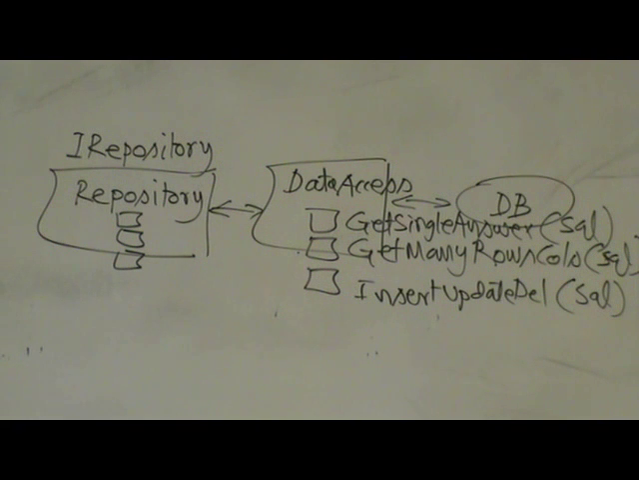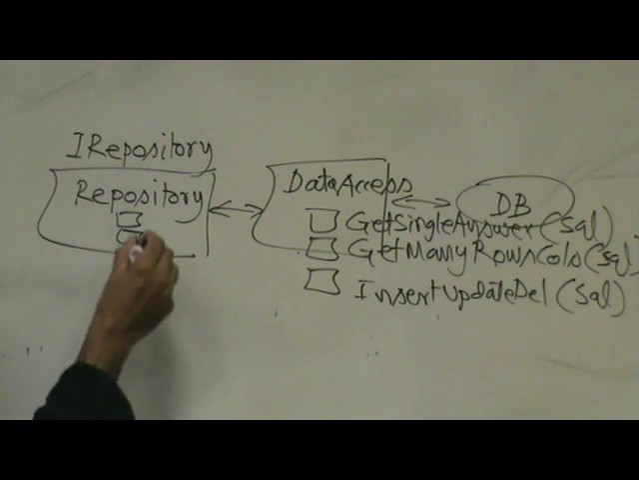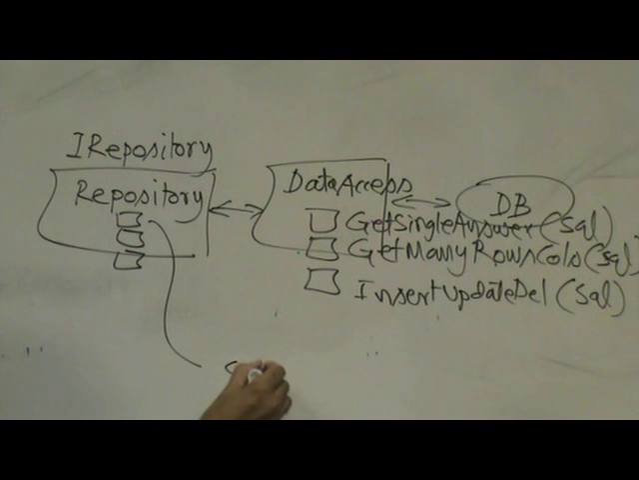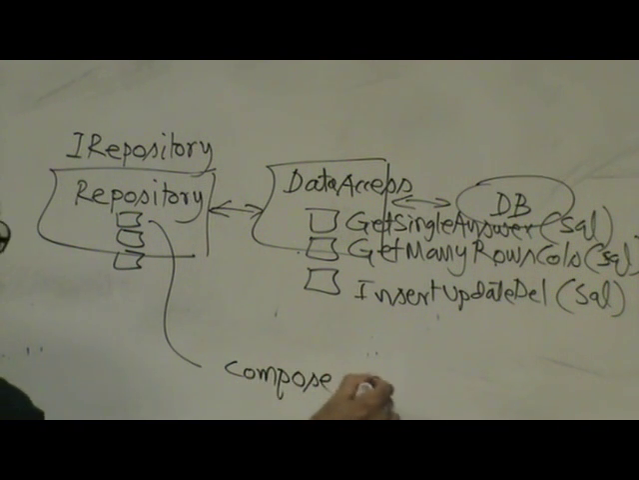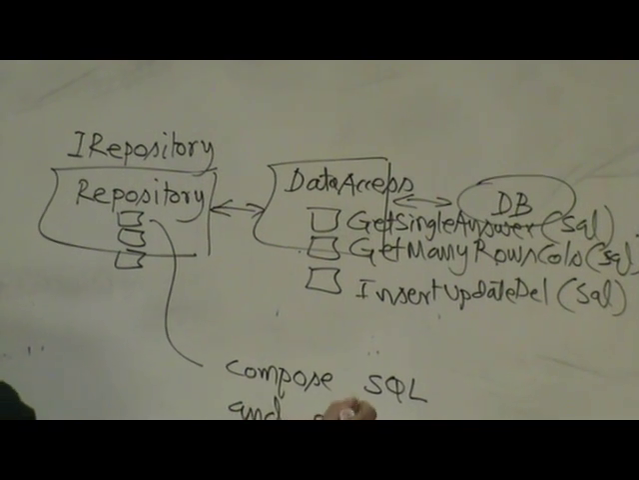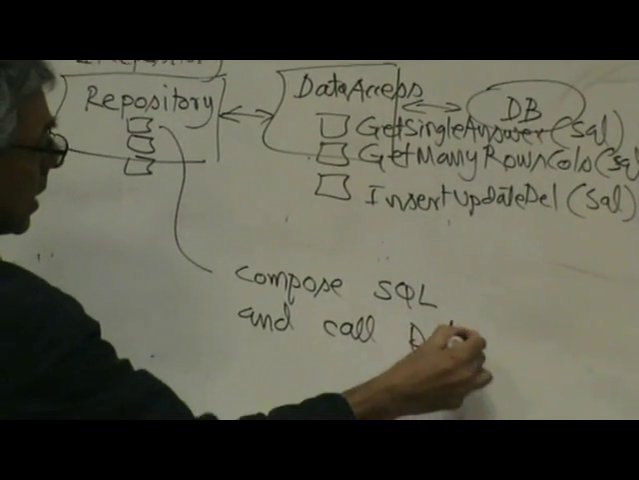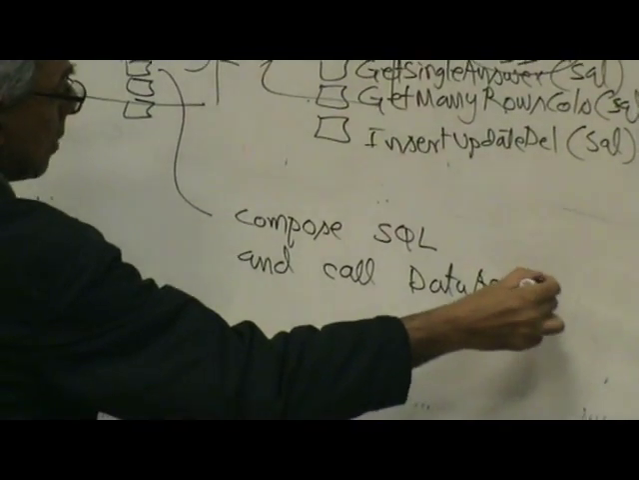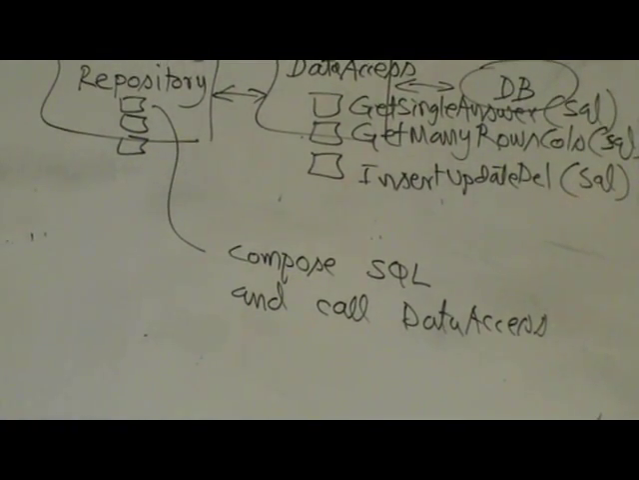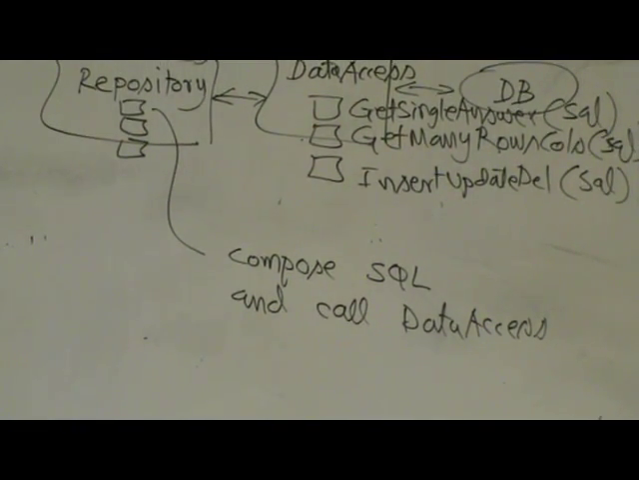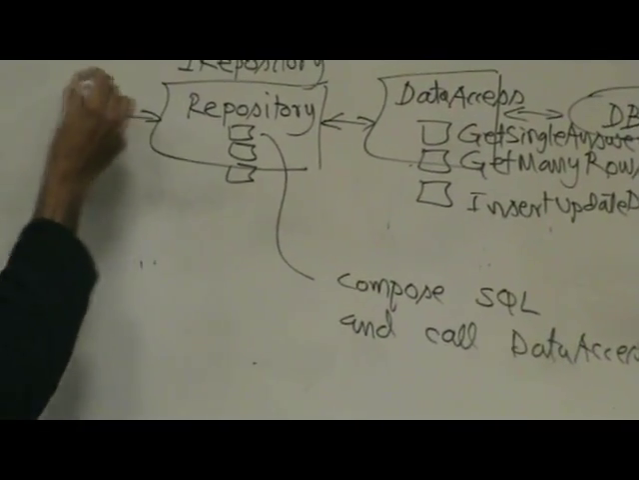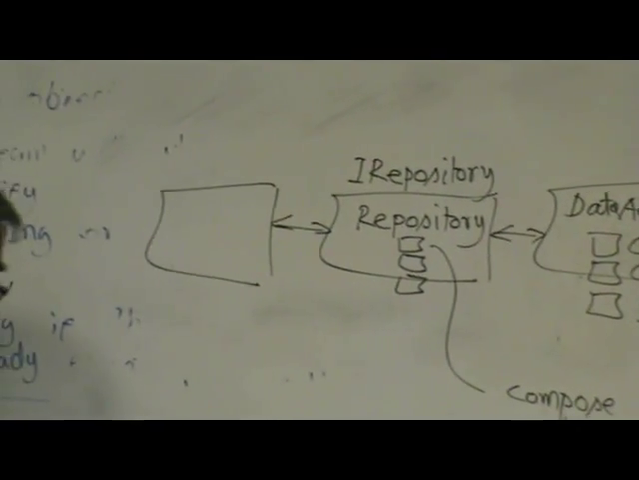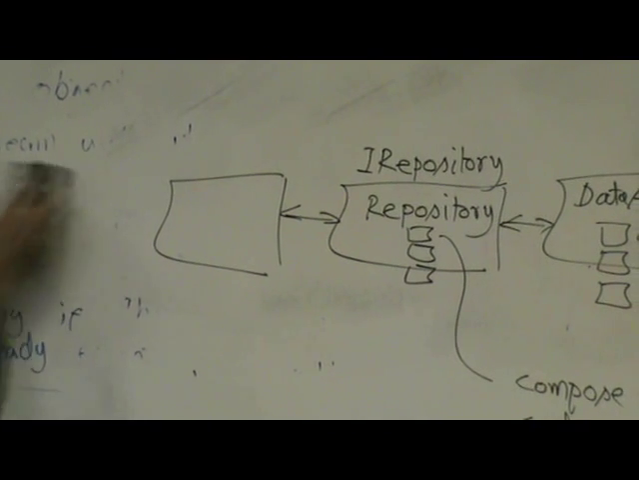Okay, so for right now, keep in mind what's the purpose of the method over here. Each method is to compose SQL and call the data access to get the job done as far as storing or retrieving data from the database is concerned. So that's the purpose of the repository, right? Then as we go further, we often have some business rules involved.